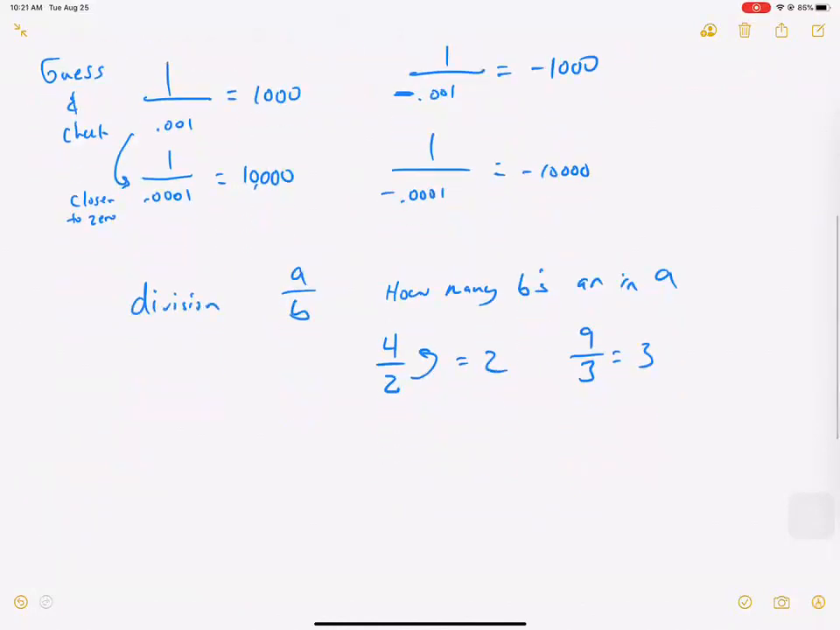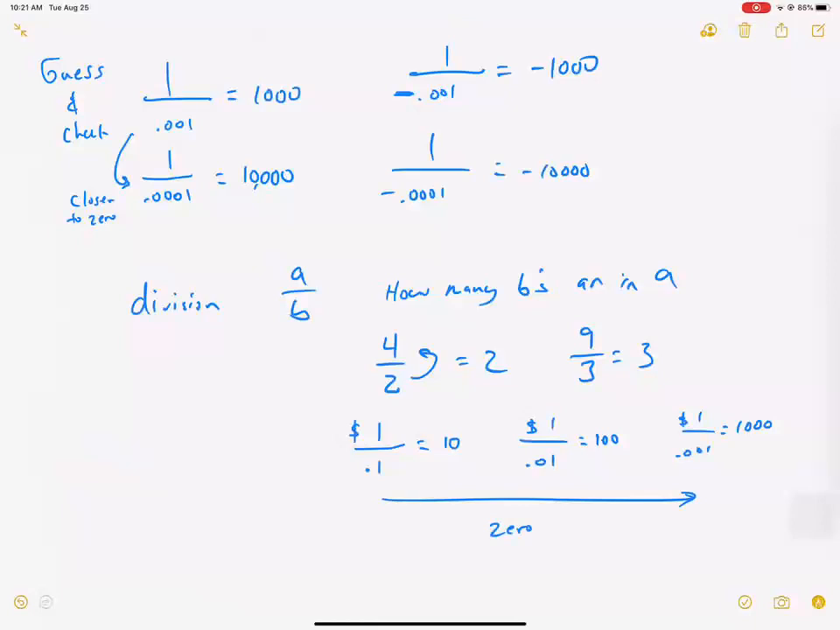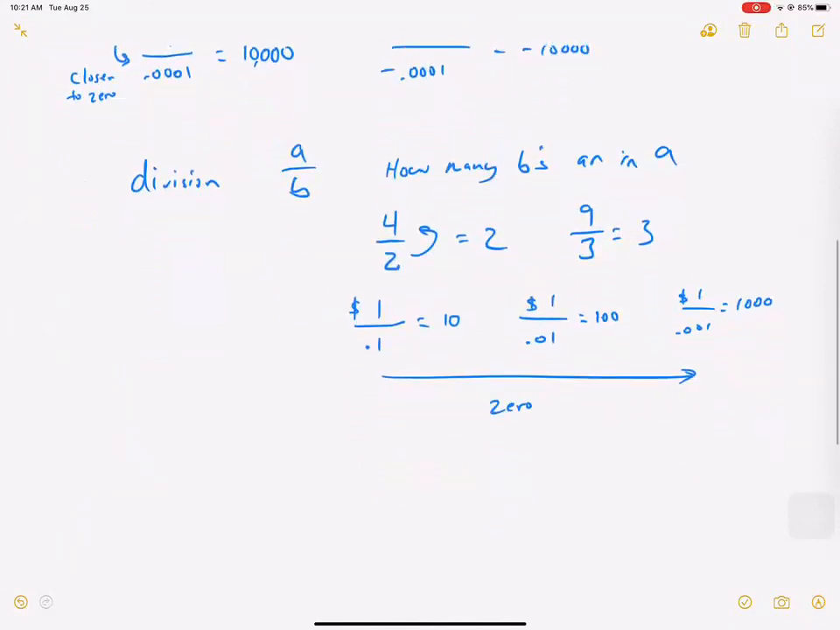How many, we can think of this as money, how many dimes are in $1? Well, there are 10 dimes. How many pennies are in $1? There are 100. How many thousandths are in $1? Well, there's 1,000 pieces, right? So as a number gets progressively closer to 0, this number gets larger. Now, let's talk about this in another way, in an illustrative way.